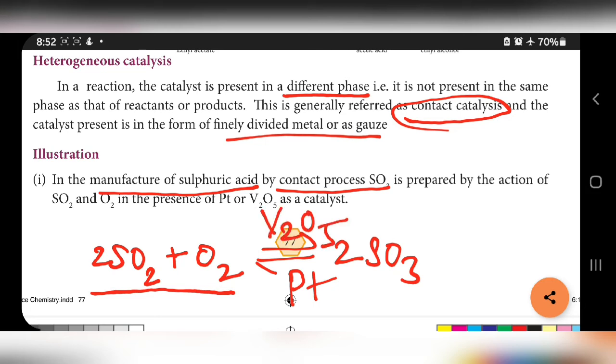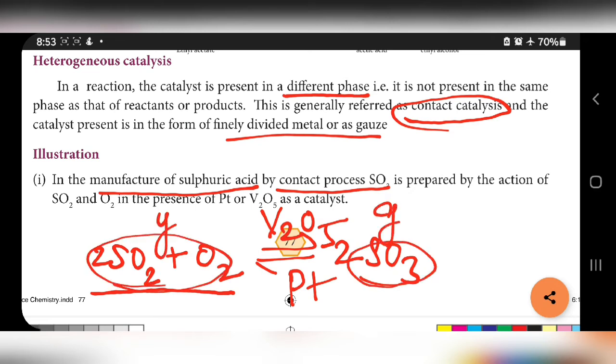This reaction is an example of heterogeneous catalysis because here the reactant and product are in the gaseous state, but the catalyst exists in the solid state. They are in different states, and hetero means different. So this is an example of heterogeneous catalysis. Reactant, product and catalyst are in different phases, so this is called heterogeneous catalysis.